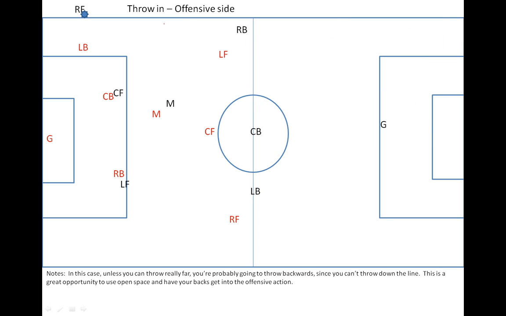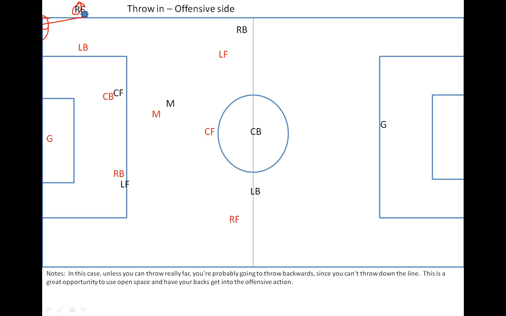Let's talk about throwing from the offensive side. Well, we can't throw it forward because that's out of bounds. So we're going to have to throw it backwards. Now, if we just stand here, right? So, by the way, our right forward, in some ways, a throw-in is difficult because you have one less player on the field. My right forward's off the field. So they've got all these players in the field.